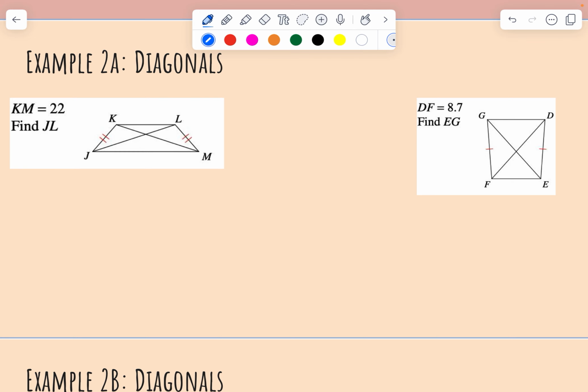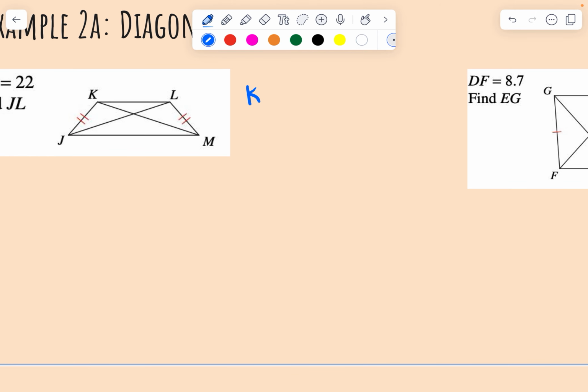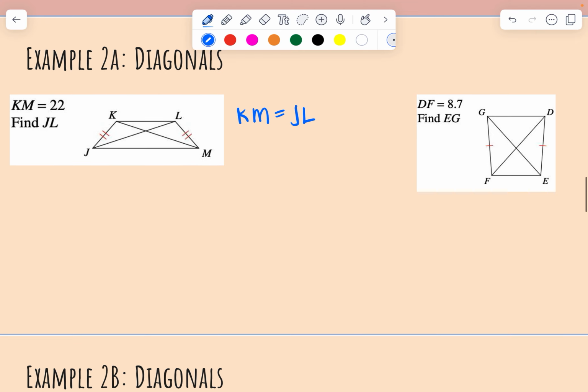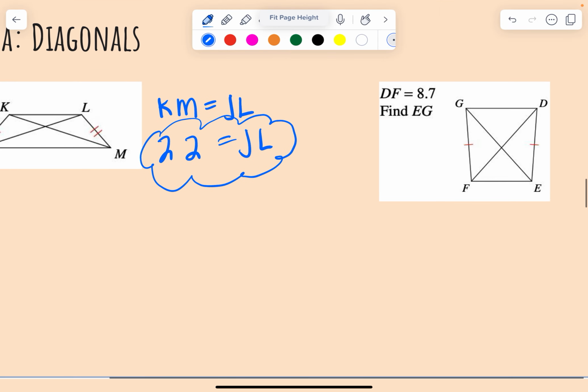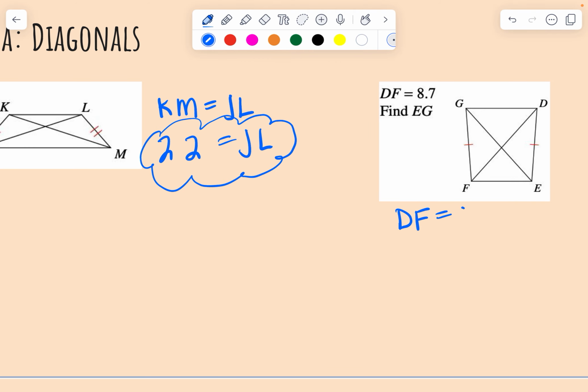Let's look at the diagonals. We know that the diagonals of an isosceles trapezoid are congruent. So here, KM is going to equal JL. And they're telling me KM is 22, so JL is also 22. Here, again, the diagonals are congruent. So DF equals GE, or EG. EG and GE are the same thing. DF is 8.7, which means EG is also 8.7.